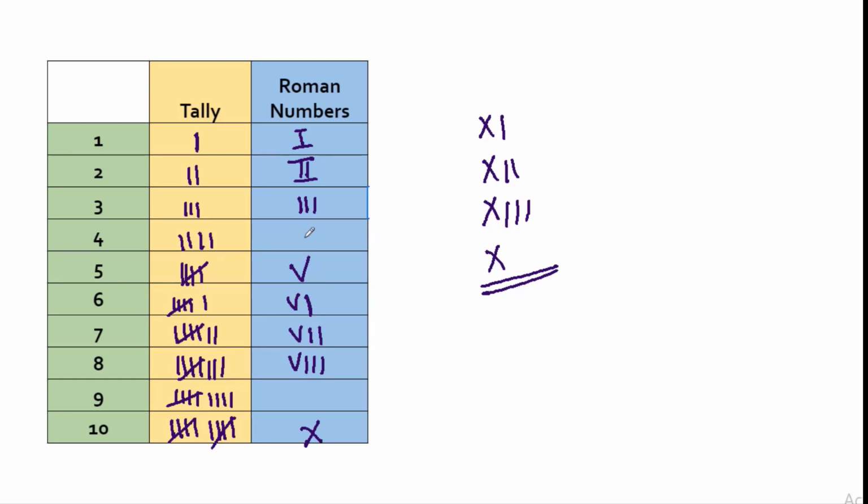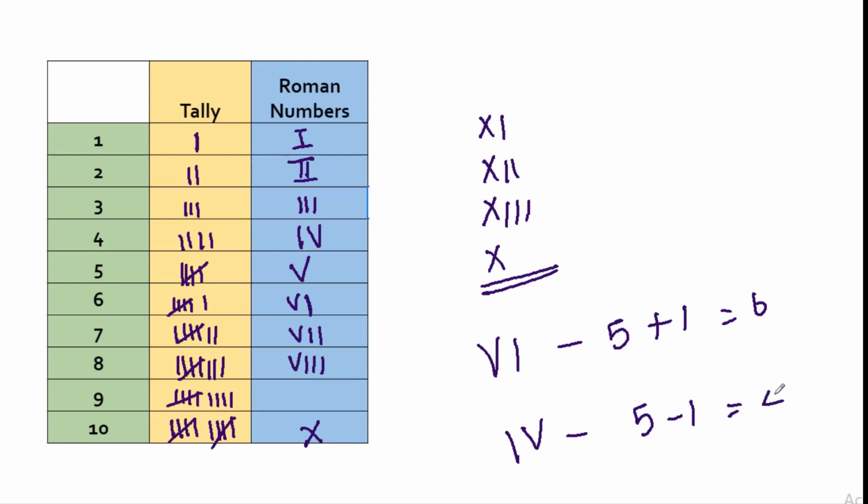So they thought I can write like this. 5 before that 1, so it is 4. Yes. 5 after that 1 means it is 5 plus 1, that is 6. 5 before that 1 means that is 5 minus 1, that is 4. Yes, so how can we write 9? 10 minus 1. Like this, they framed the first 10 numbers.